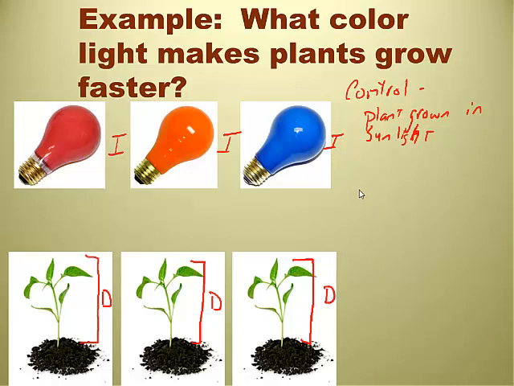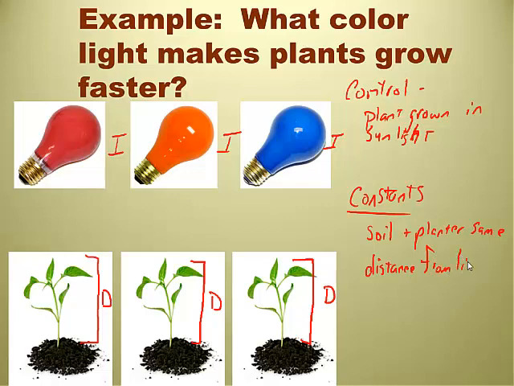And then what sorts of constants might I want to use here? Well, I would suggest you keep the amount of dirt and the size of the planter equivalent. Soil and planter, same. How about the distance from the lights? That's a good one. Distance from lights, the same, obviously. Water. If you watered one more than the other, that one would grow faster, so you've got to keep the watering amount the same. Water the same amount. And time. The same time. And water at the same time.